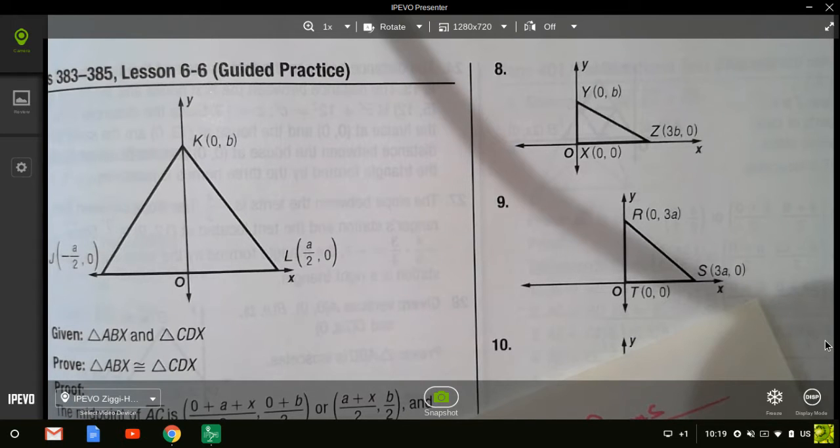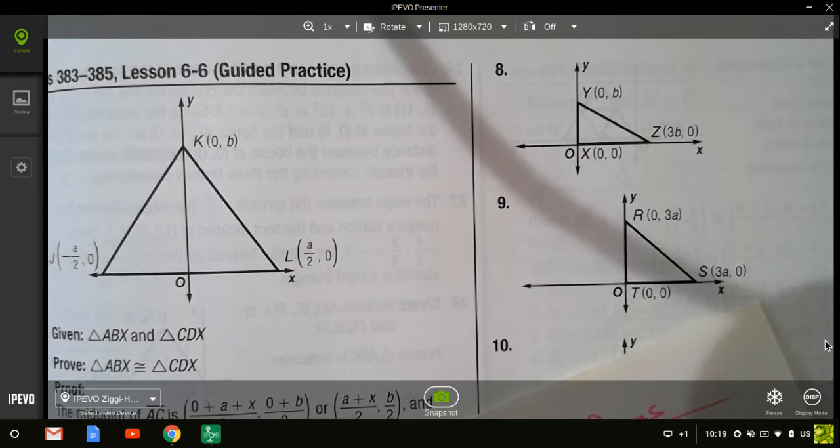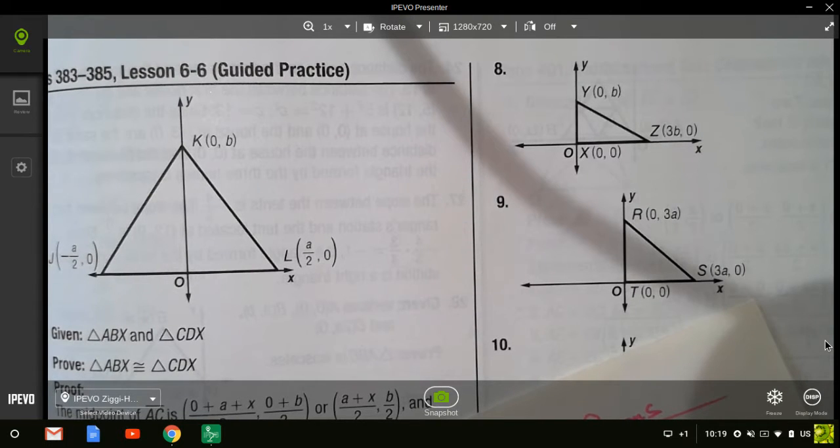It says this point is the midpoint of these two. Basically, that means it's exactly in the middle of those two points. And then you use it to find the coordinates.